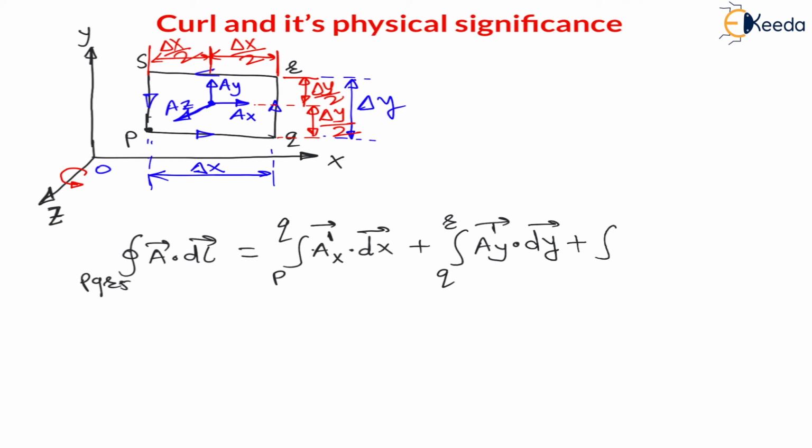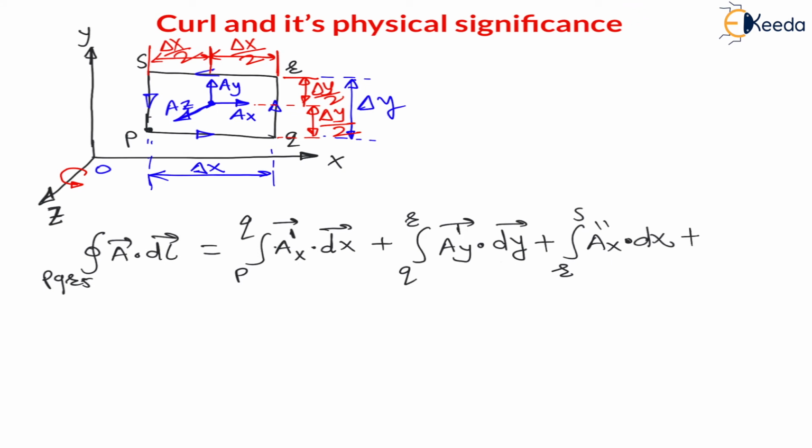Plus line integral of RS. On RS, what was the vector field? It was Ax double dash dot, and here what is the element? It is a del x element, therefore it is dx again.